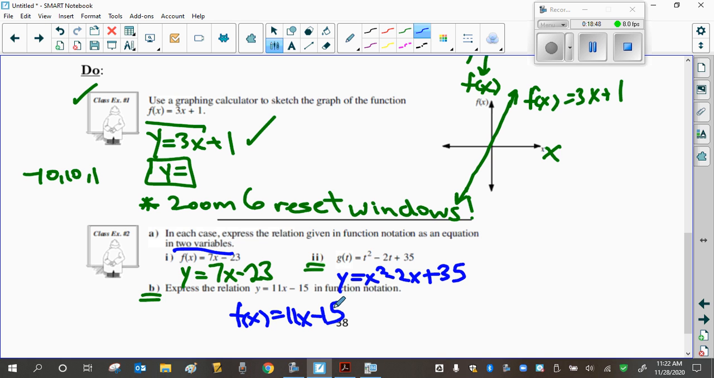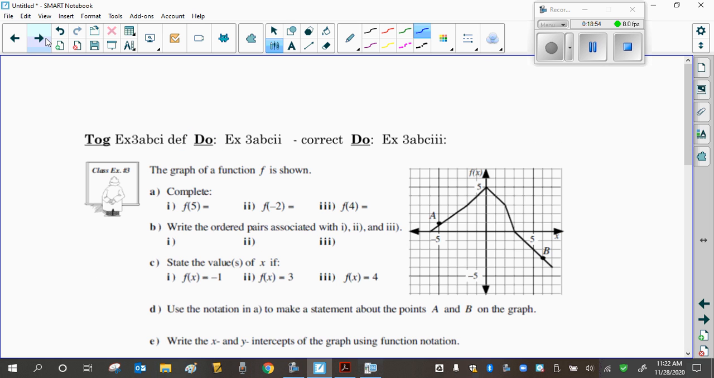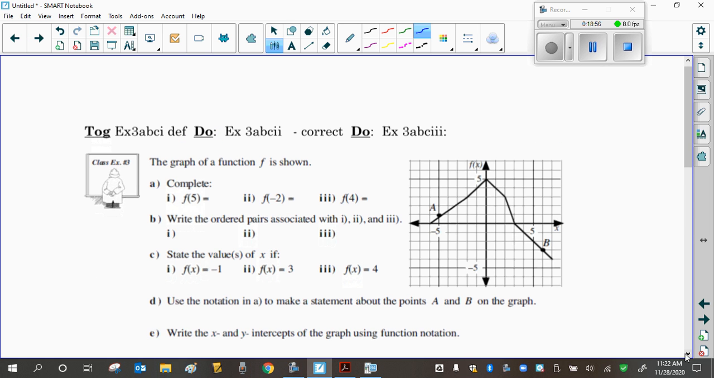All right, hopefully page 39 is as fun as page 38. I think I need to do this. There we go.